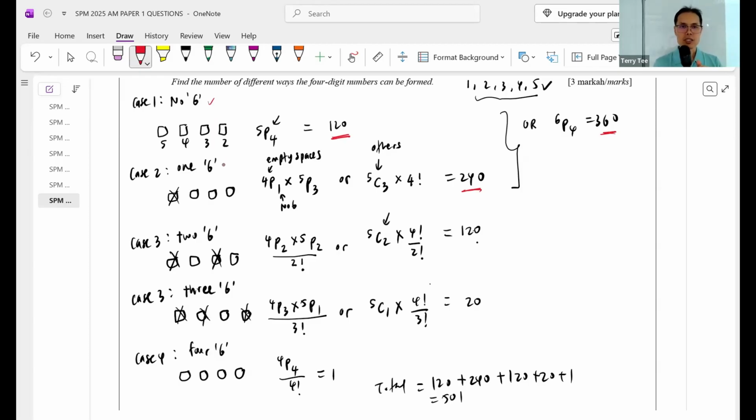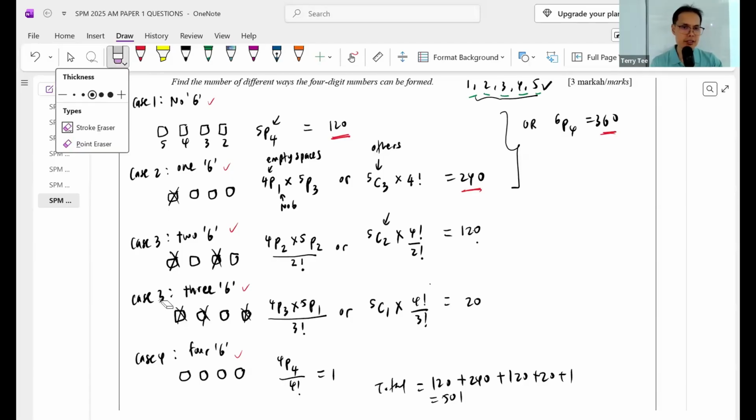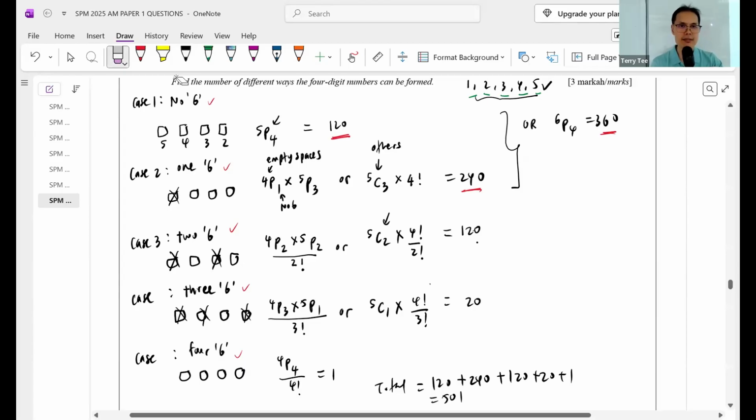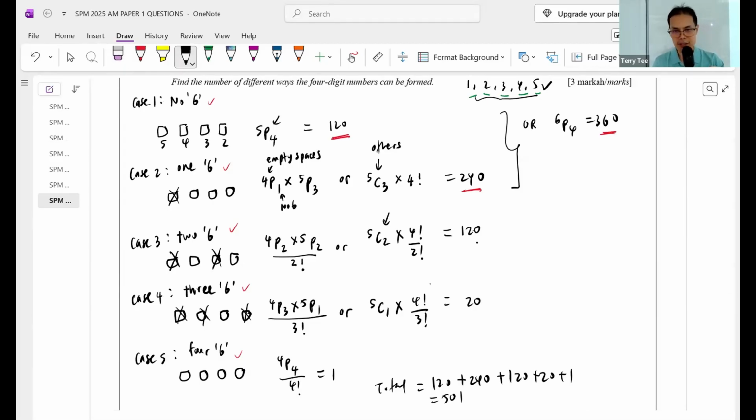I just decided to do it this way because it's more clear cut for you. I list out everything: no 6, one 6, two 6s, three 6s, four 6s. But you can combine case 1 and 2, no 6 and one 6 under one category, 6P4. It's probably shorter. So what do you think? Method 1 easier, method 2 easier? Guys, I made a little error here by writing the case twice, so this one is case 4, case 5. It doesn't affect anything. My final answer remains the same, 501.